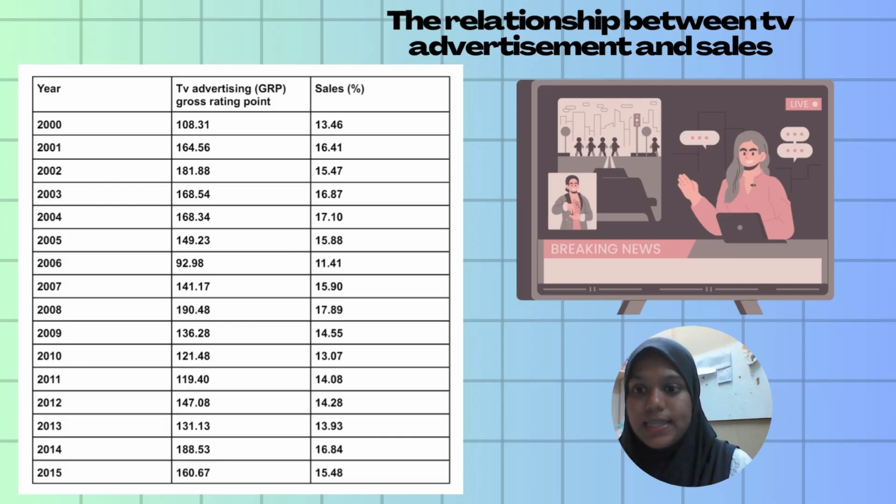Now I will show the data of our sample, and based on this table, we can see the effect of television advertisement on overall sales at Prime TV broadcast network over a 16-year period from 2000 until 2015. In this table also, we can see that in 2008, the Prime TV broadcast network hit the highest level of sales in 16 years, while 2006 was the lowest level of sales.